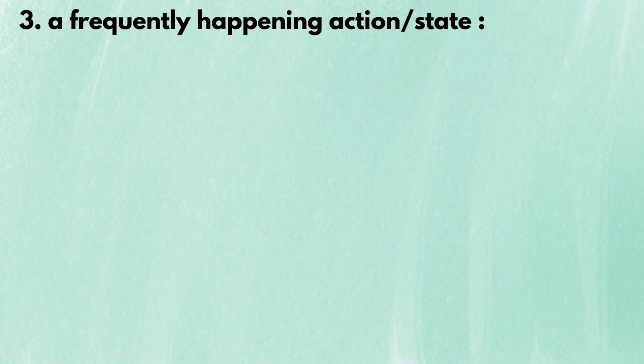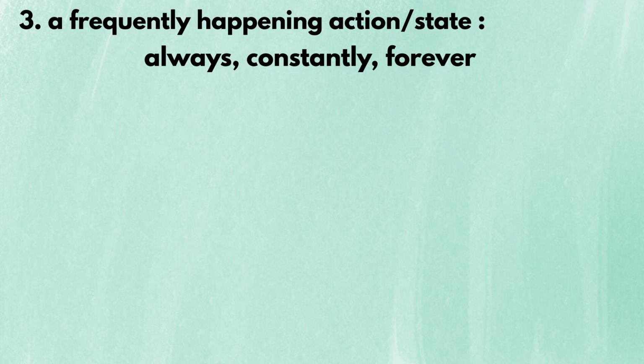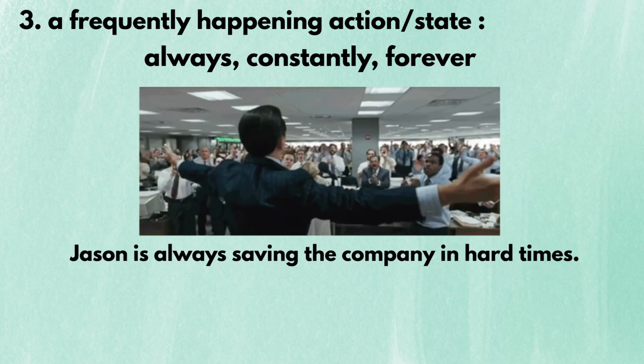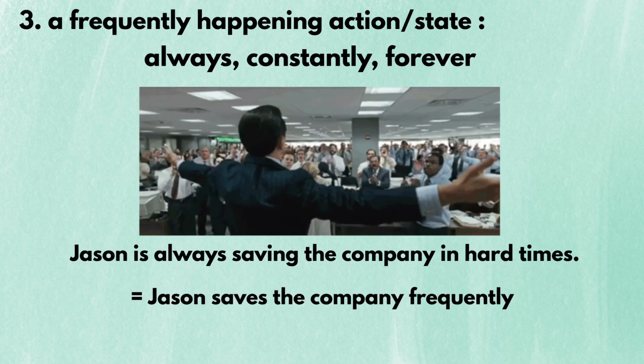The third meaning refers to a frequently happening action. This meaning only applies when you have words like always, constantly, or forever in the sentence. For instance, Jason is always saving the company in hard times means that Jason is frequently saving the company.